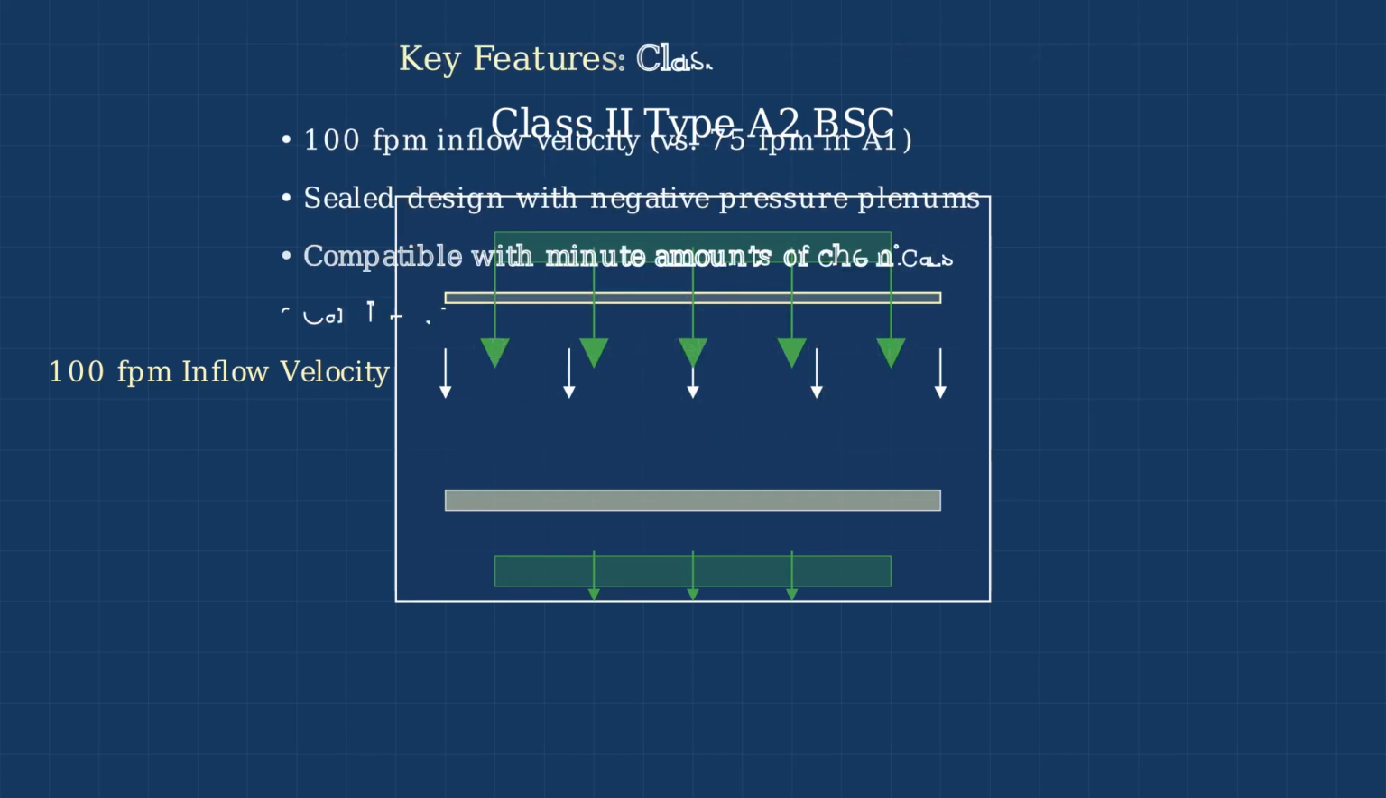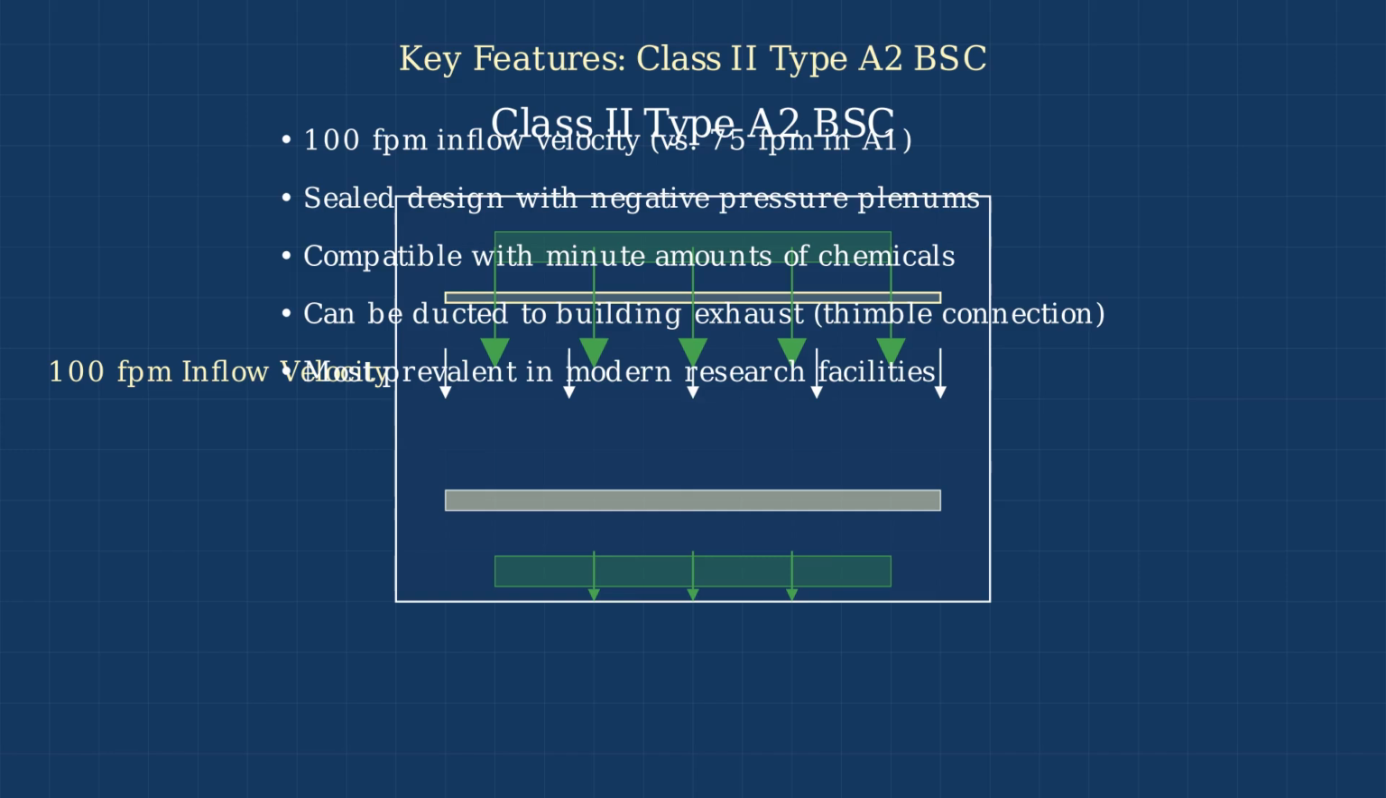To summarize, Class 2 Type A2 biosafety cabinets feature 100 feet per minute inflow velocity, a sealed design with negative pressure plenums, compatibility with small amounts of chemicals and radionuclides, and the option for thimble-connected exhaust systems. These features make the A2 cabinet the standard choice for most laboratory applications requiring both product and personnel protection.